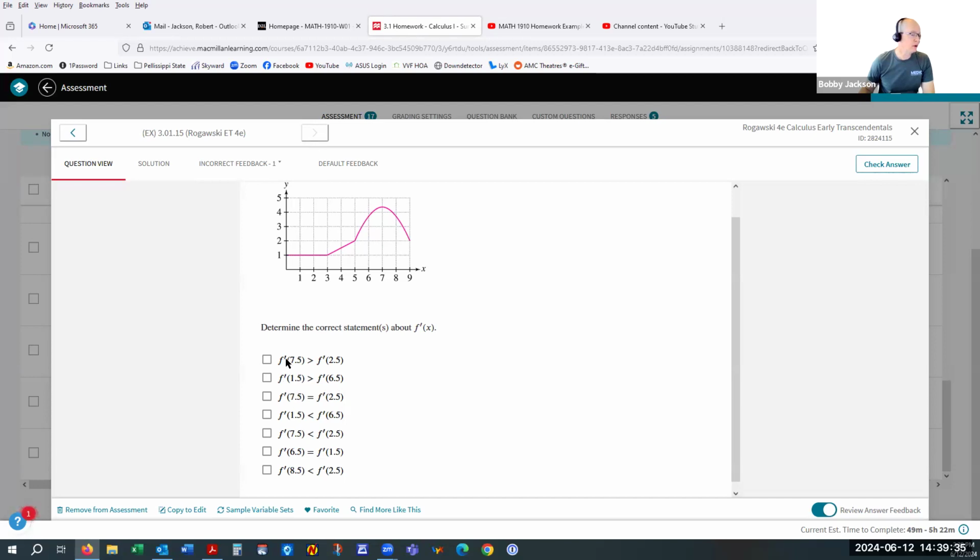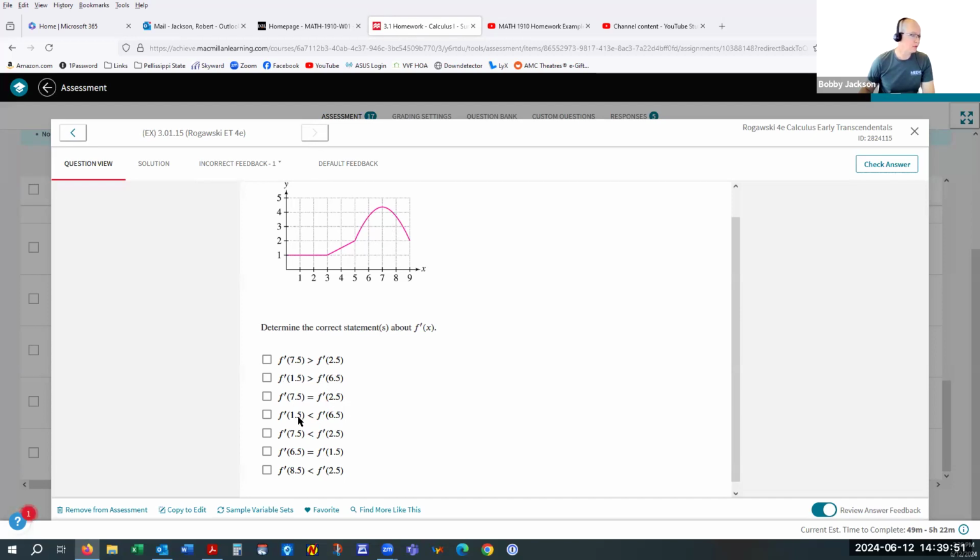Okay, well, we just did f prime of 7.5. Remember, that is some negative number. f prime of 2.5 is 0. Is some negative number equal to 0? No, we're not going to check that.